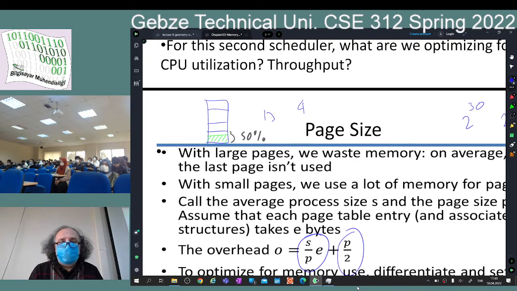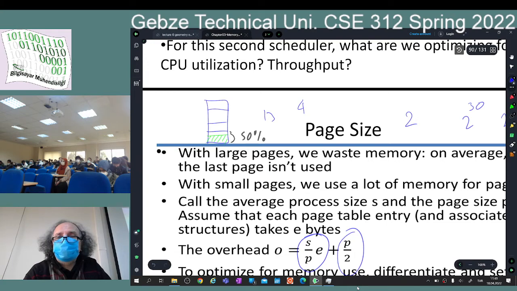In this case, I know the process size, I know E, and I am trying to optimize P. I don't know the value of P. Should I make it 1 kilobyte or 2 or 4 or 8, etc., right? By the way, the page size has to be a power of 2.